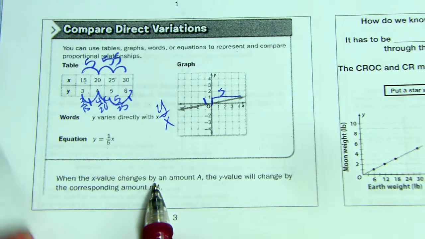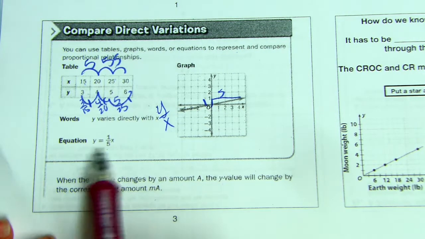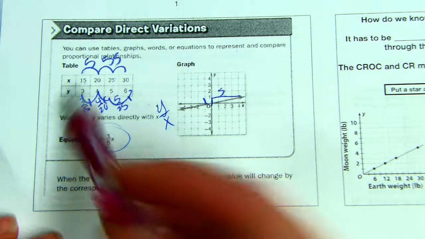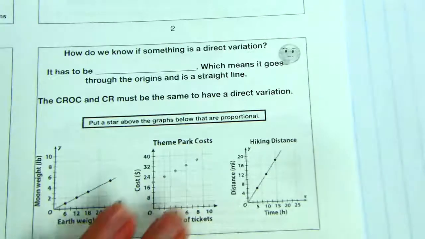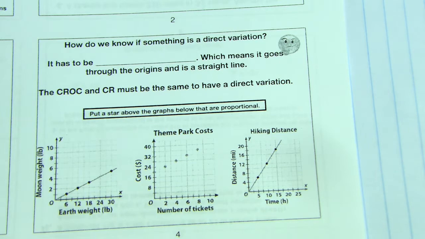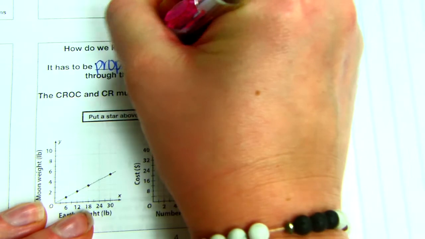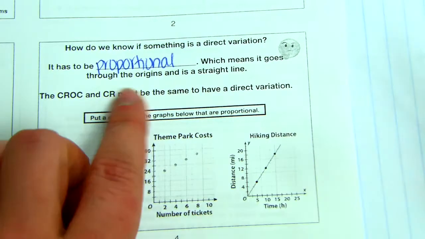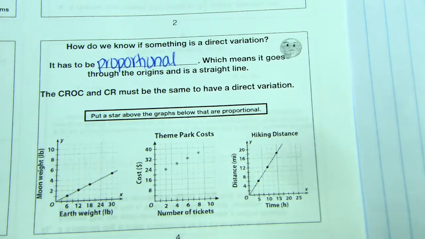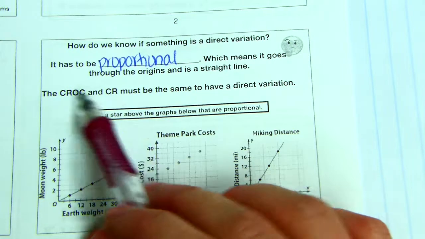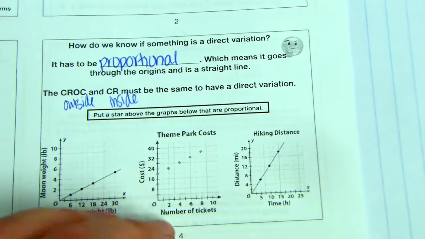So it says when the x value changes by an amount a, the y value will change by the corresponding m times a. This also has the equation form. There's our 1/5, which we got from those over there. We'll see that y equals mx coming up. How do we know if something is a direct variation? So they're asking us to find a direct variation. It has to be proportional. In order to be proportional, it goes through the origin and is a straight line. So the constant ratio and the constant rate of change are the same. So the CROC and the CR, the outside and inside ratios, must be the same.